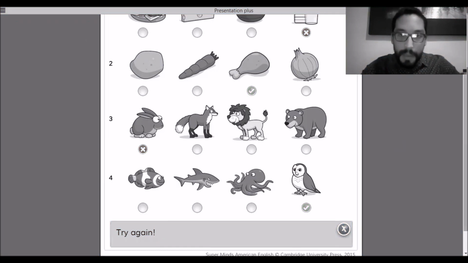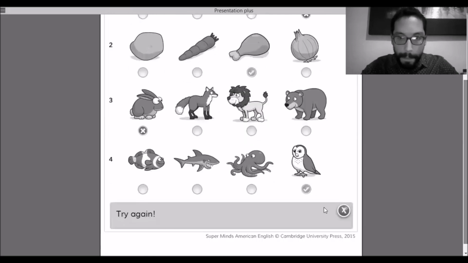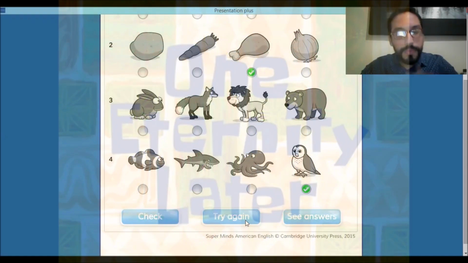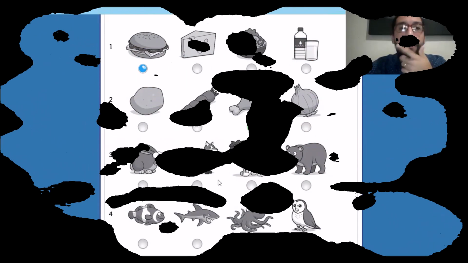Yay! Oh, I think we didn't get it. What is wrong here? Let me check. One eternity later. What is wrong in the first one? You have water, you have... Oh, is it the hamburger is not healthy? Maybe. I don't know. Number three, what is not right here? Oh. 1 hour later. 2 hours later. 3 hours later. Can you move it along? I'm all out of time cards. Oh, that's right.